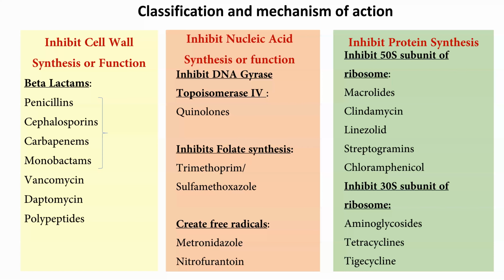Antibiotics can inhibit protein synthesis, in particular the 50S subunit of ribosomes. The examples would be macrolides, clindamycin, linezolid, streptogramins, and chloramphenicol. And they can also inhibit the 30S subunit of ribosomes, and these are aminoglycosides, tetracyclines, and tigecyclines.